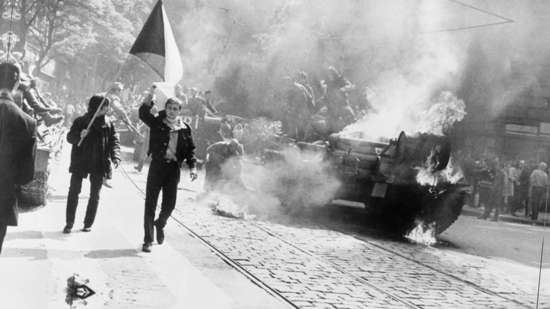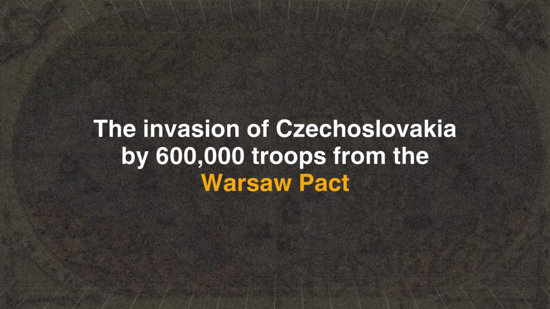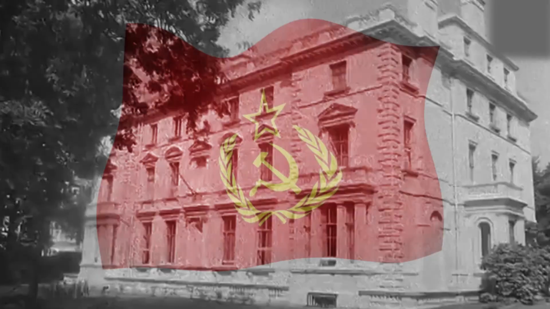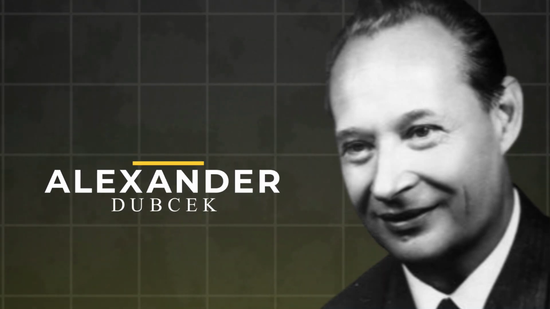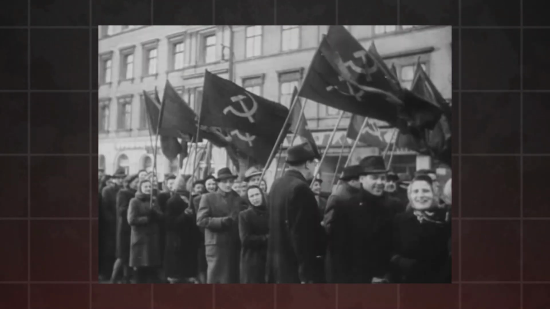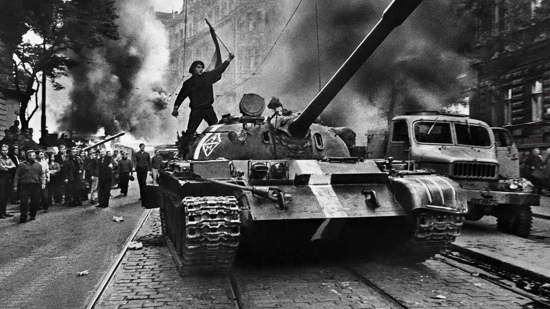The Prague Spring abruptly concluded on August 20th, 1968, with the invasion of Czechoslovakia by 600,000 troops from the Warsaw Pact, spearheaded by the Soviet Union. Dubček was ousted from power in the aftermath of the invasion, and under his pro-Soviet successor, Gustav Husak, the progressive reforms were promptly revoked. The subsequent decades saw the Czechoslovak Republic under the grip of a repressive communist regime, a situation akin to a ticking time bomb.